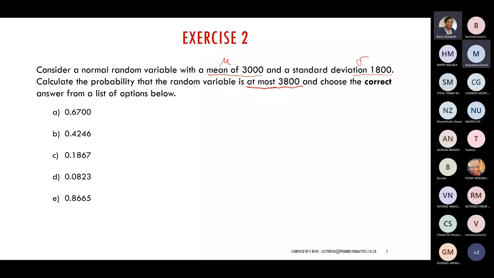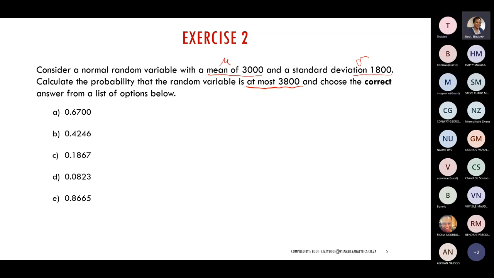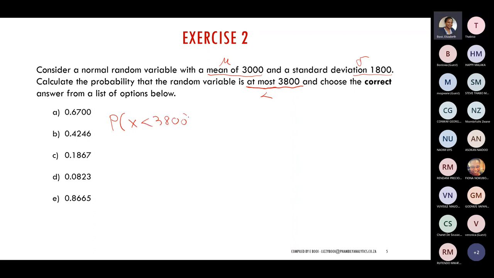Is it the less than or is it the greater than? Sorry? At most, is it a less than or a greater than? Less than. It's less than. It will be a less than. So we need to find the probability that X is less than 3,800. And since this is a normal distribution question, you are not given the sample sizes anyway. So you just need to know that this is a normal distribution question.